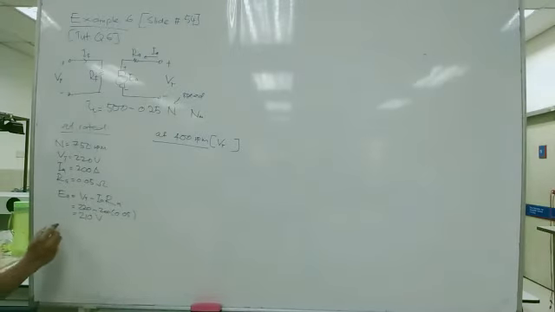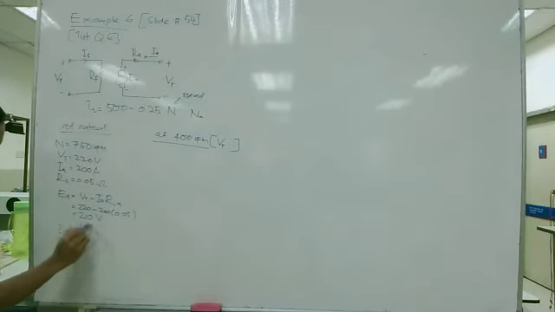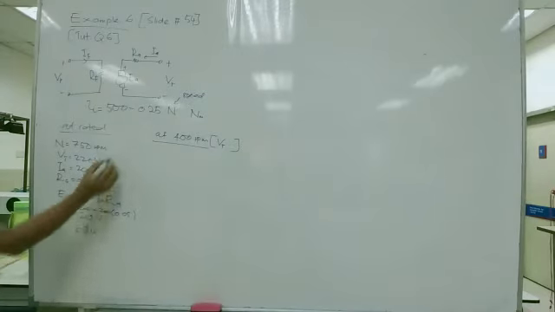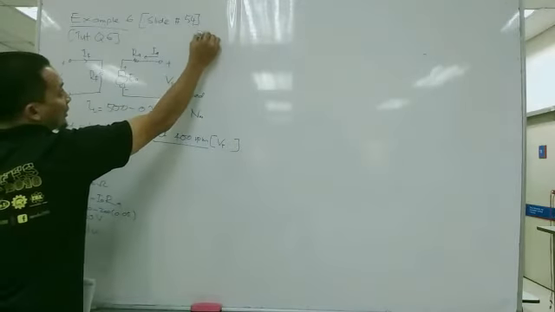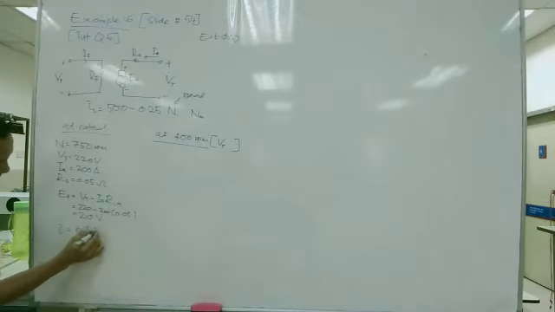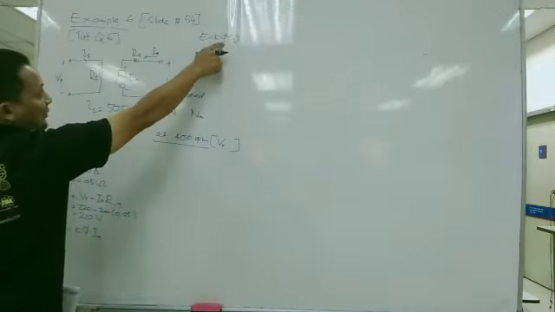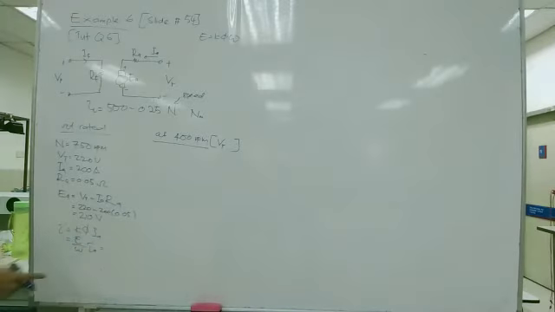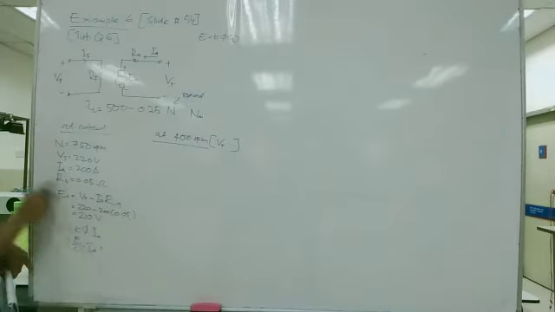And then we find the torque here. Torque equal to K flux IA, and E equal to K flux omega. So K flux equal to E over omega, times IA. Why? Because we have the value of E here, and we can find omega, and then we have IA.